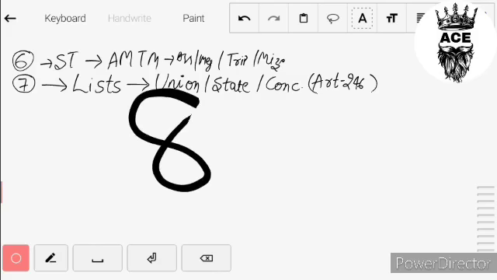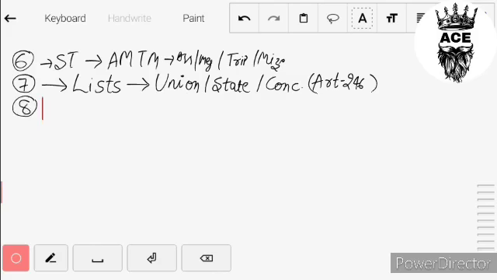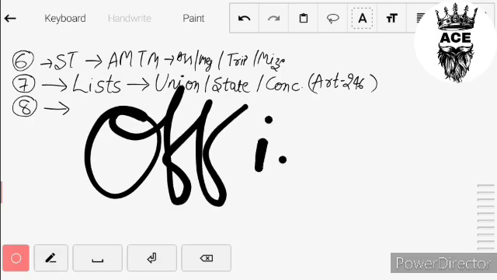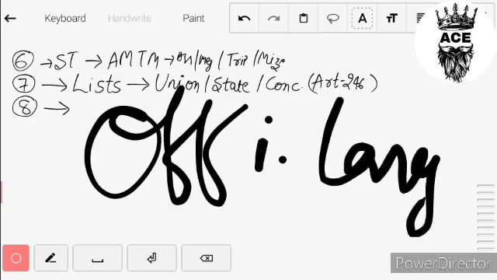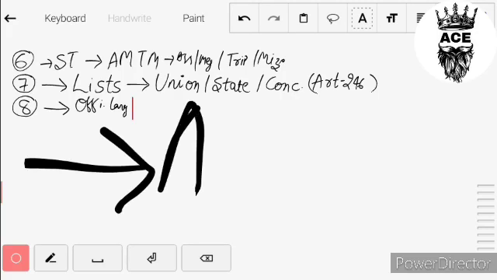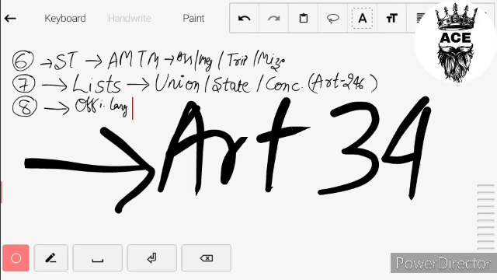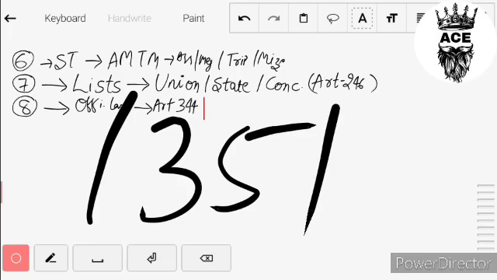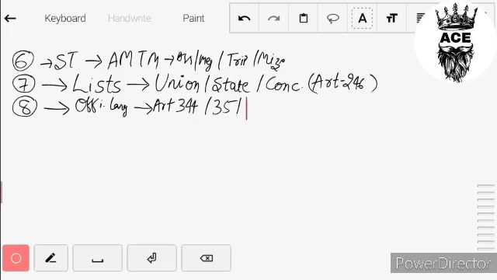Then I will discuss the 8th schedule. What is the 8th schedule? The 8th schedule gives you the official languages. Whatever official languages are there are given under the 8th schedule. It relates to article number 344 and article number 351, that is 344 clause 1 and 351. So these comprise the official languages of India.